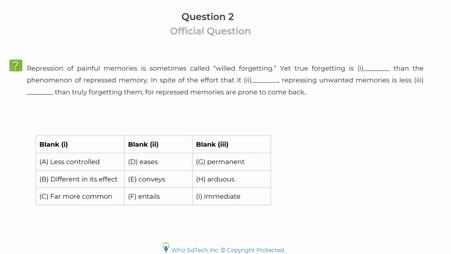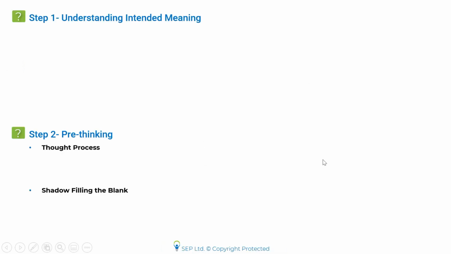All right, great. So let me go ahead and decode this sentence, okay? So I'm going to start off. Repression. What does repression mean? Okay, repression basically means suppressing or pushing back, or pushing away. So repression of painful memories is sometimes called willed forgetting. So what this segment of the sentence tells us is that when you deliberately, purposely push back the painful memories, you don't want to remember them, it is called willed forgetting. You're willing yourself to forget.